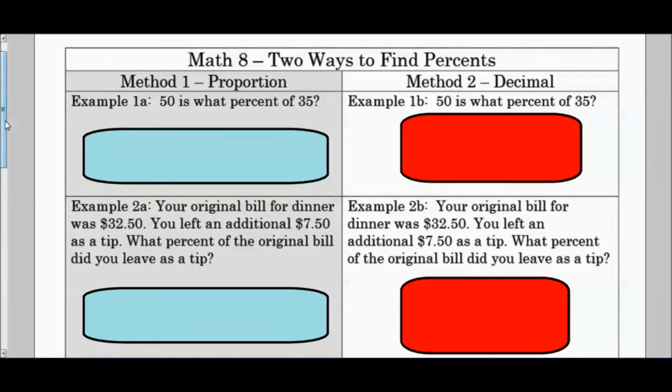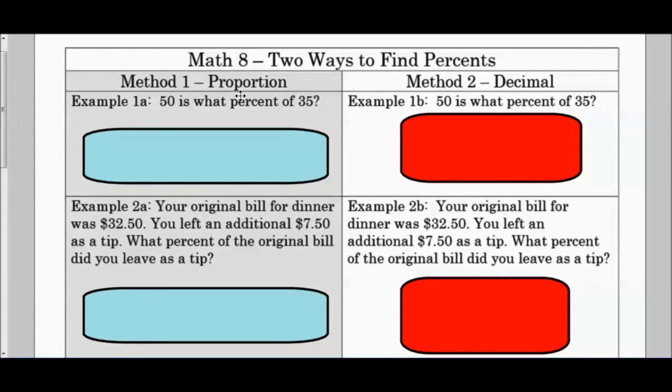All right, on the back, we're going to be, again, comparing these two methods, using percents as a proportion and using decimals. This time we need to find the percent. They're going to be giving us two numbers, and we need to find the percent. On the left, it's going to be using a proportion. On the right, it's going to be using decimals. Really, it's still going to be kind of using a fraction, but we're going to convert it to a decimal.